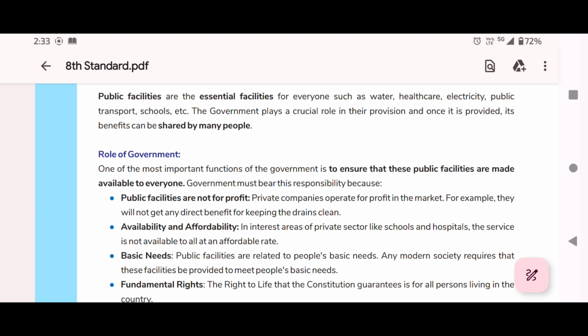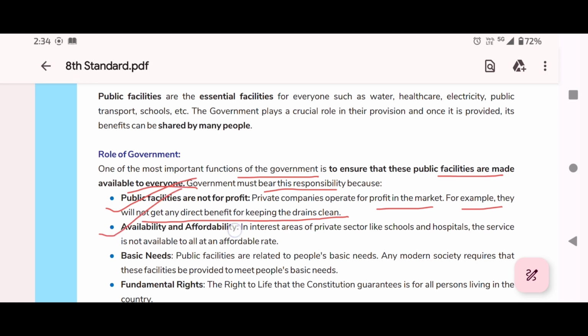Role of government. One of the most important functions of the government is to ensure that these public facilities are made available to everyone. Government must bear this responsibility because public facilities are not for profit. Private companies operate to profit in the market. For example, they will not get any direct benefit for keeping their drains clean.